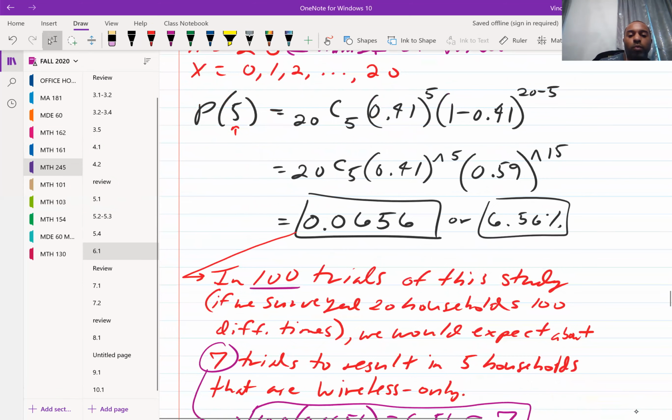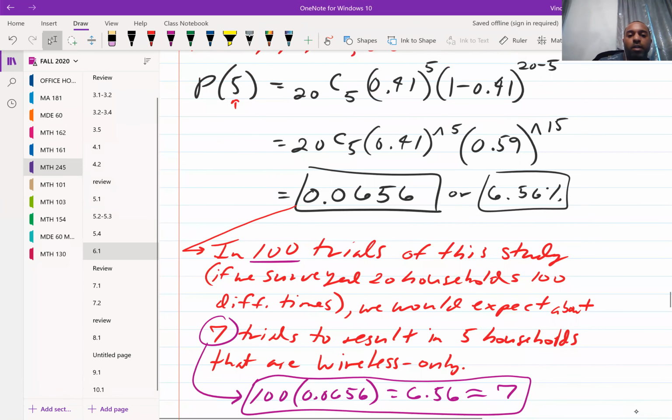And then, one way this could be worded as far as your conclusion: in 100 trials of this study, we would expect about 7 trials to result in 5 households that are wireless only. So that 7 comes from this 100 being multiplied by that 0.0656. And we talked about that before. When they give you that number, 100 trials, you multiply it by the probability that you had. So you're talking about this number right here.